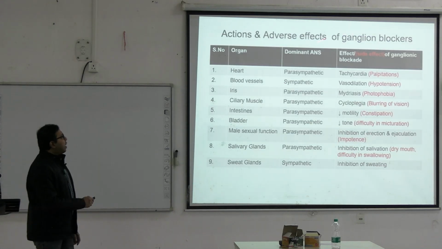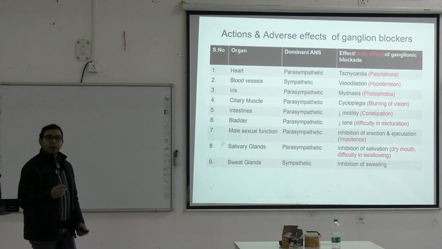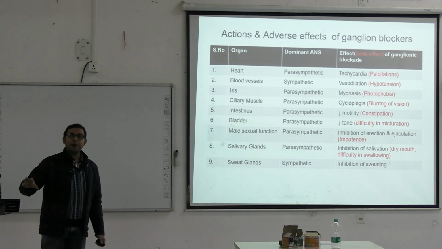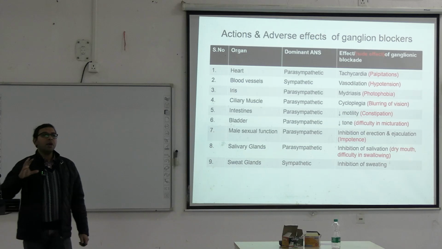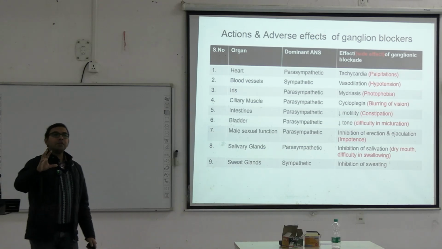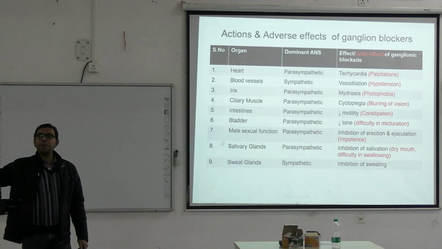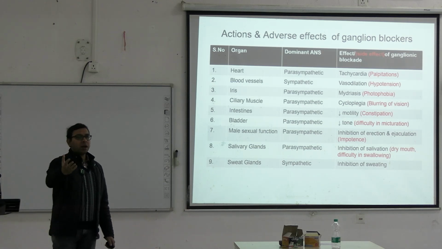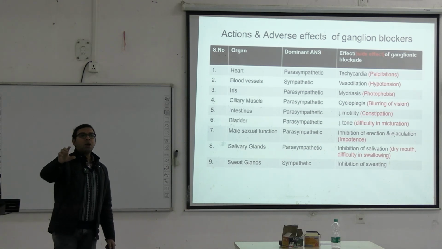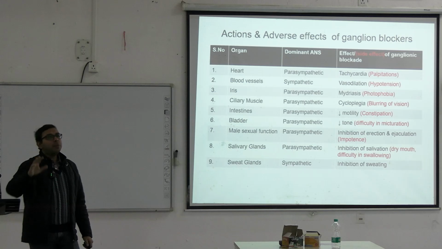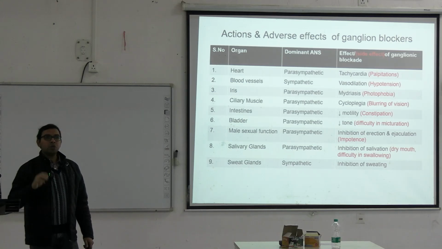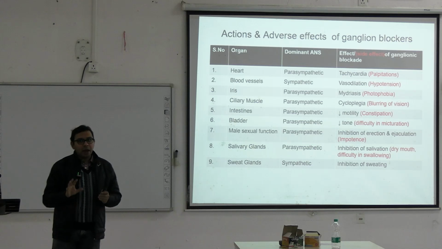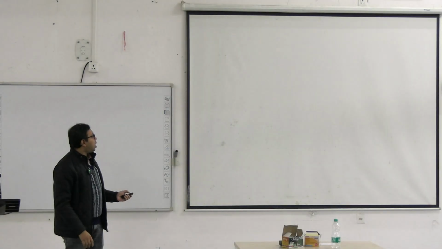Okay. So ganglionic blockers, how do they help? In different systems, there may be some parasympathetic or sympathetic predominance. In some organs the parasympathetic system takes the upper hand, in some the sympathetic system takes the upper hand. So when we use a ganglionic blocker, the predominant one in that organ will be inhibited. Accordingly the action will happen, and these three are the pure ganglionic blockers.